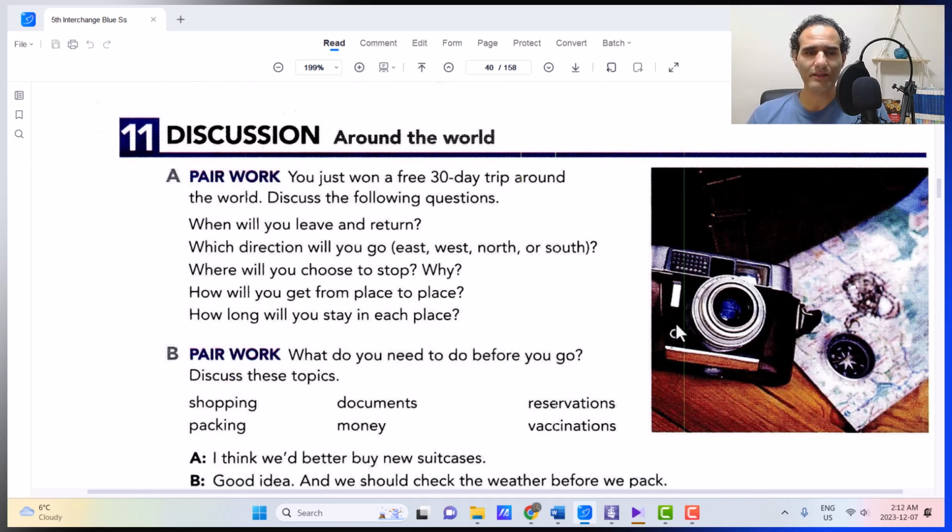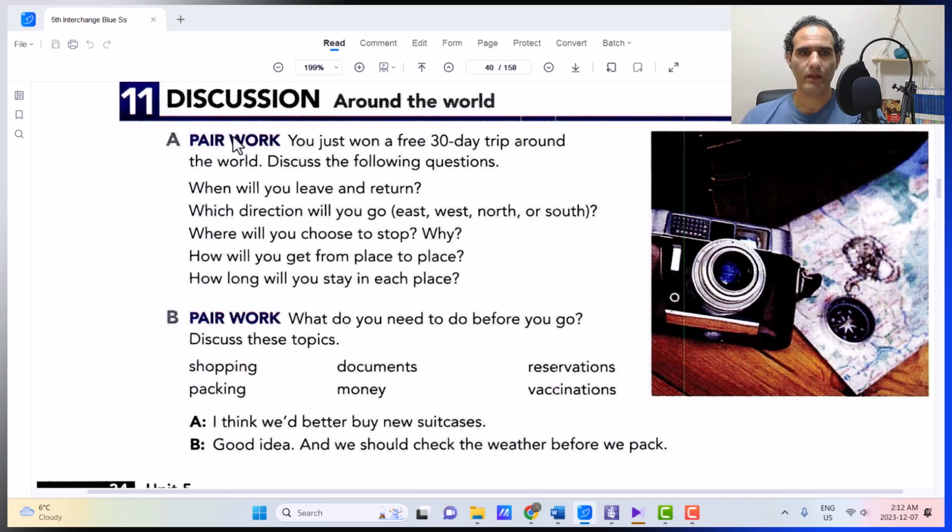Exercise 11 and discussion. So we had a lot of speaking samples today, and this one is again another one around the world. It says, you just won a free 30-day trip around the world. Discuss the following questions. When will you leave? Which direction? Where will you stop? How will you get there? And how long will you stay in this place?